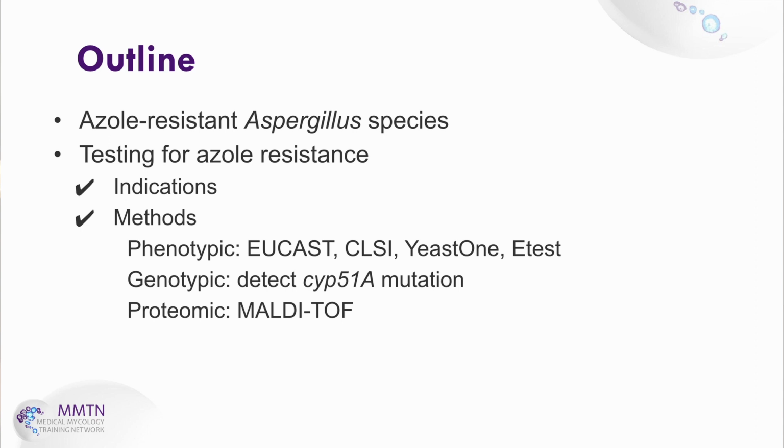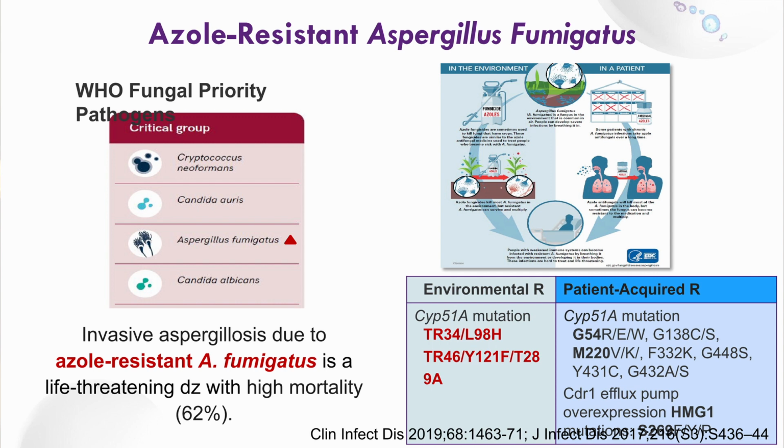I would like to begin with an introduction of azole-resistant Aspergillus species, followed by testing for azole resistance, including indications, phenotypic method, genotypic method, and proteomic method. The most important azole-resistant species to mention is Aspergillus fumigatus.